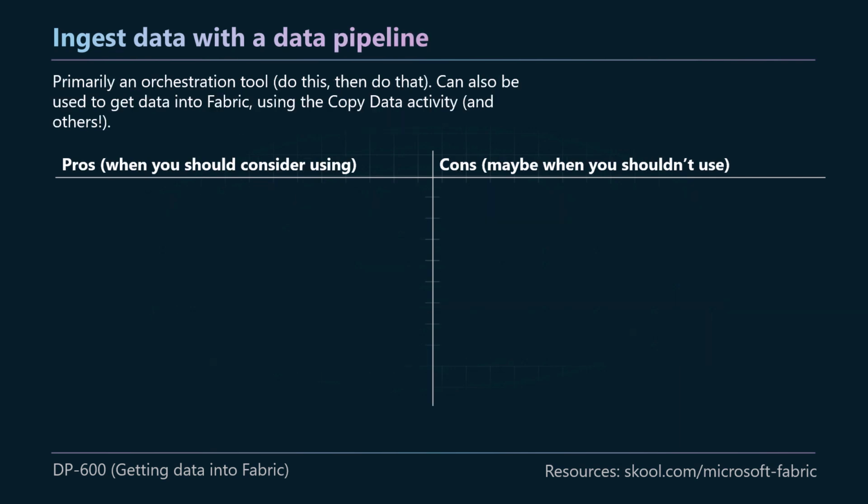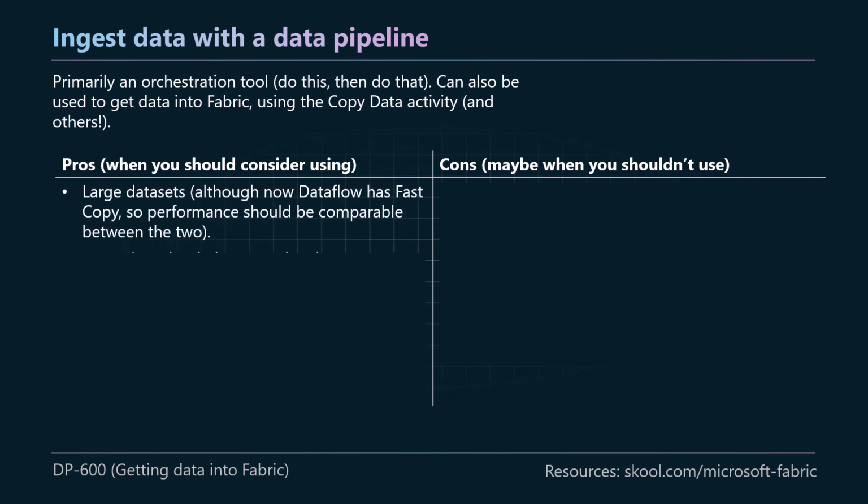Next up, we're going to be talking about ingesting data with a data pipeline. And the data pipeline is primarily an orchestration tool, right? But it can also be used to get data into Fabric using the copy data activity and also some other activities as well you can use for this, but the copy data activity is the main one.